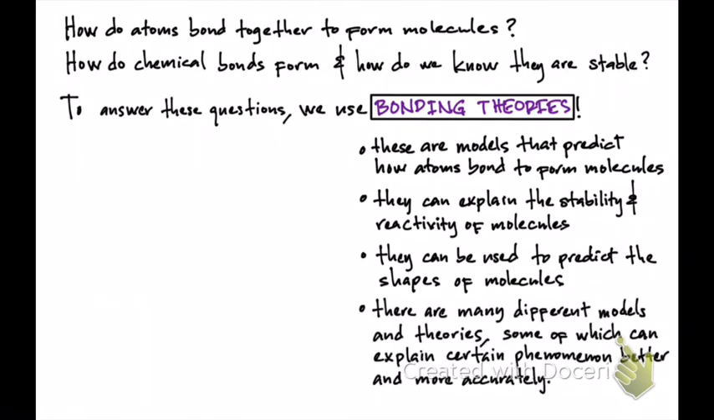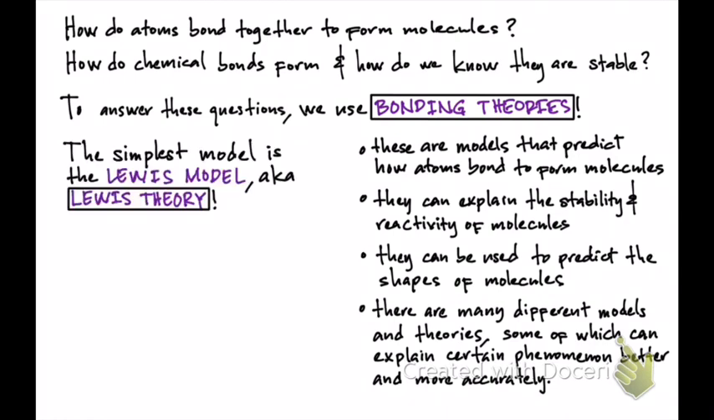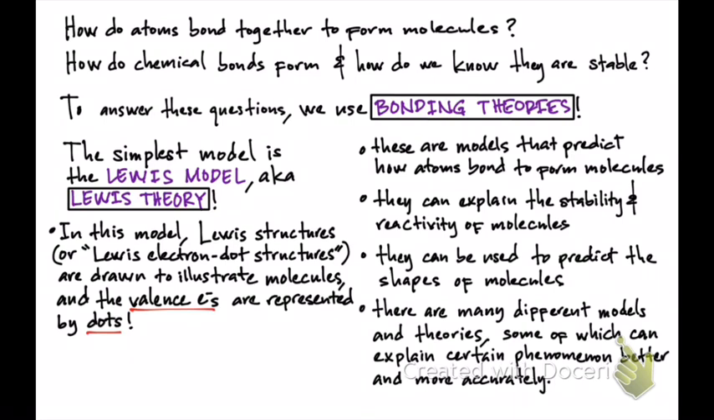And of course, there are many different models and theories out there to explain a specific phenomenon, some of which can explain certain observations a lot better and more accurately than others. And the simplest model that you're going to learn today is the Lewis model. This is also known as the Lewis theory, and it basically uses Lewis dot symbols. In this model, Lewis structures, also known as Lewis electron dot structures, are drawn to illustrate molecules, and the valence electrons are represented by dots.